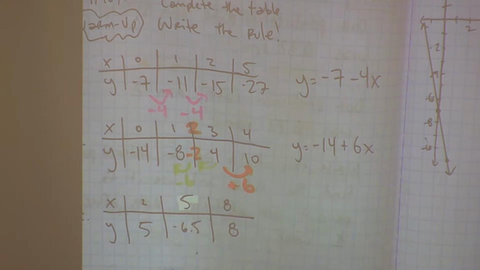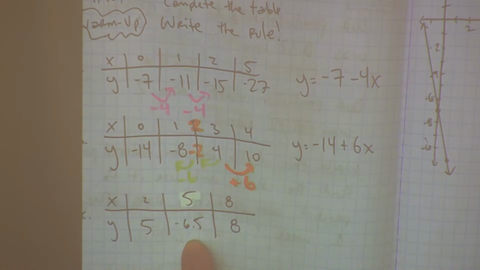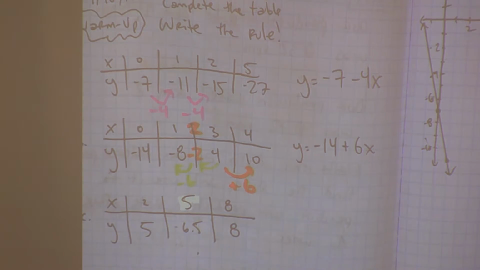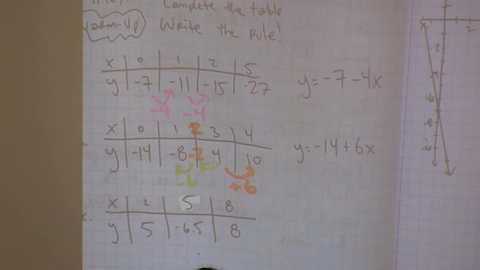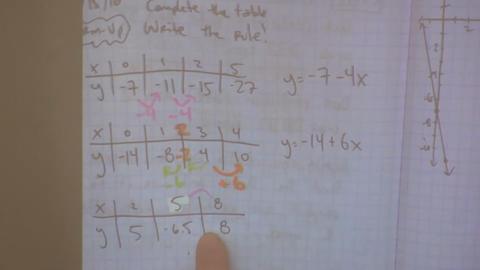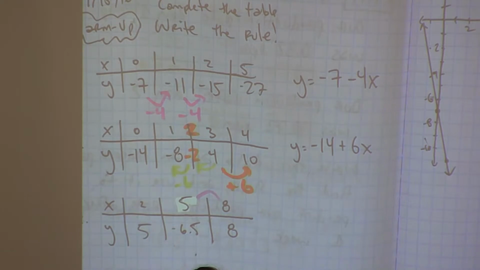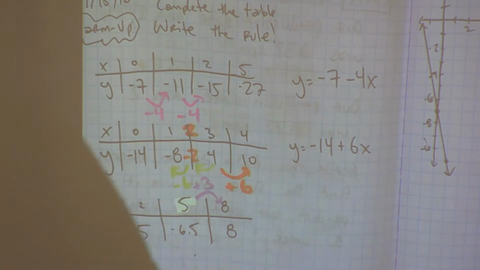Here's the next thing I need to think about. As I was walking around, lots of you guys were like, okay, I'm cool on A. B's fine. What the heck though? Looking at this one, the tricky piece is there's no x's right next to each other. There's no 3 then 4 or 1 then 2. So all I need to think about is, on average, from 5 to 8, how much did it increase? 3. From 5 to 8, it increased 3.